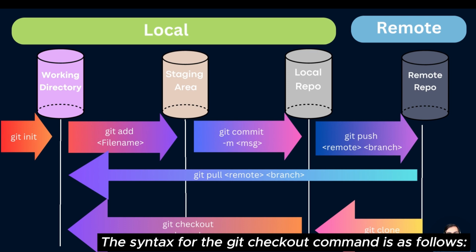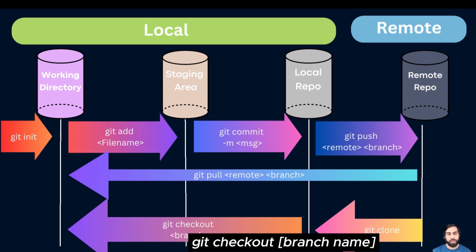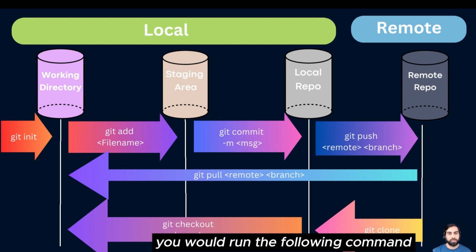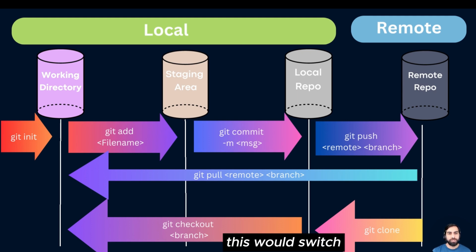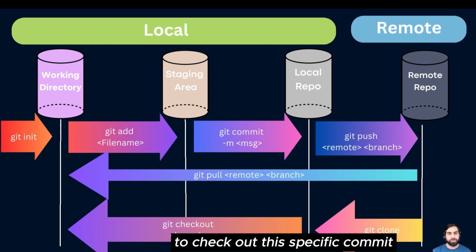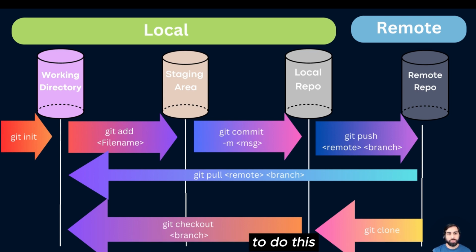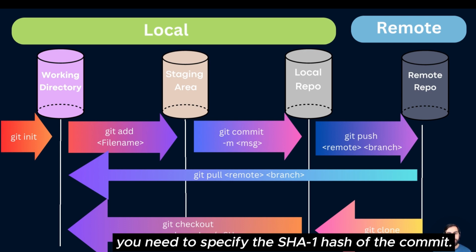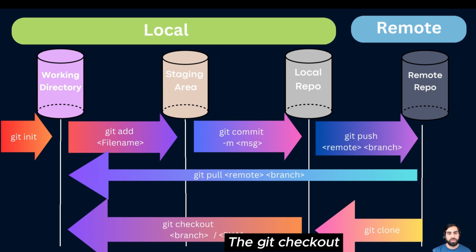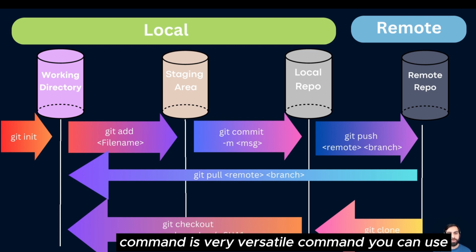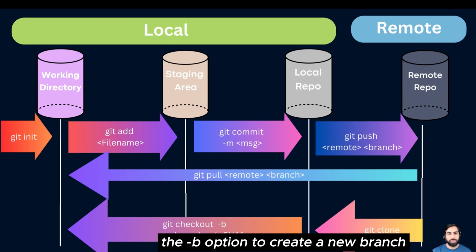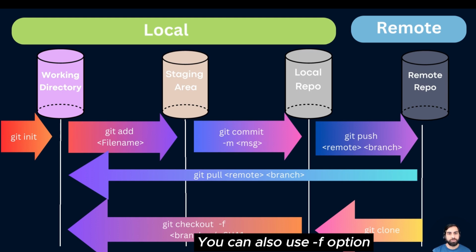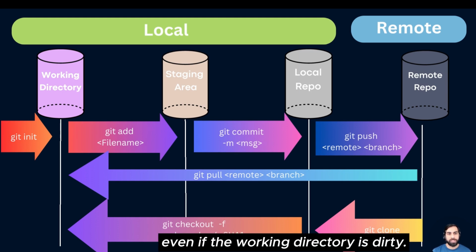The syntax for the git checkout command is as follows: git checkout branch-name. For example, to check out the master branch, you would run the following command: git checkout master. This would switch you to the master branch. You can also use the git checkout command to check out a specific commit. To do this, you will need to specify the SHA-1 hash of the commit. The git checkout command is a very versatile command. You can use the -b option to create a new branch and check it out at the same time. You can also use the -f option to force checkout, even if the working directory is dirty.